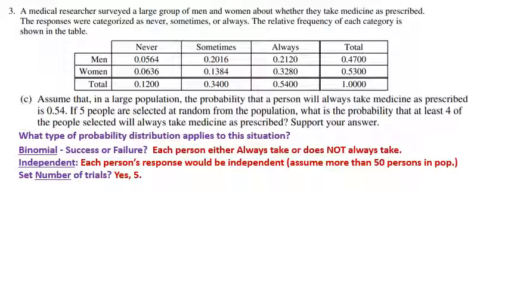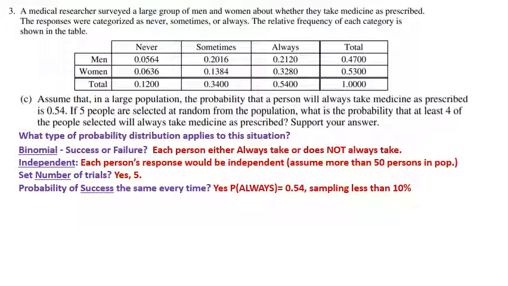And there's a set number of trials. We are randomly selecting 5 people, so each person is an independent trial. And then the probability of success is the same always, especially since we're not sampling more than 10%. The population proportion of people who take their medicine is going to be consistent. It's going to be 54%. All right, so this is clearly a binomial situation.